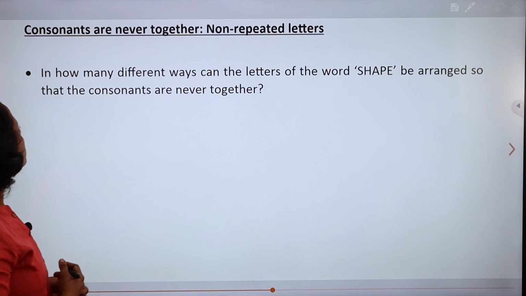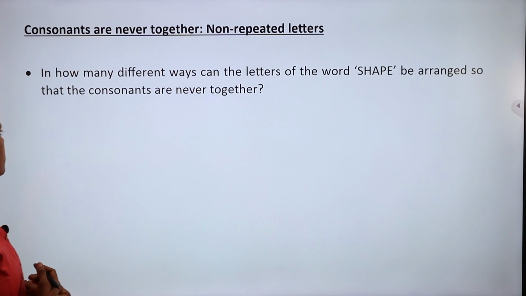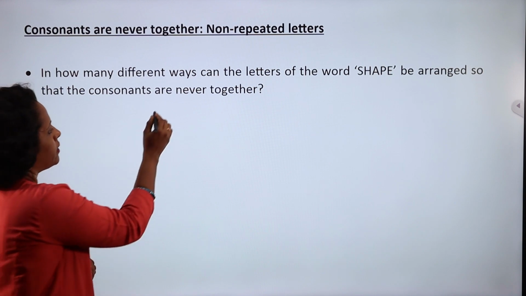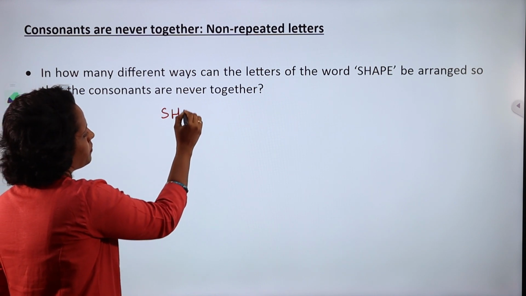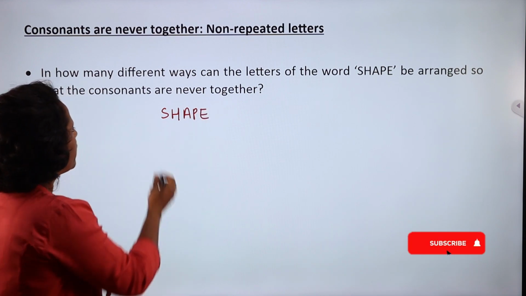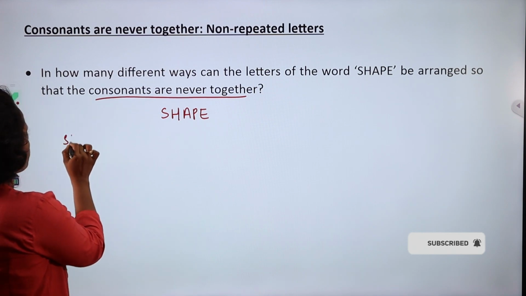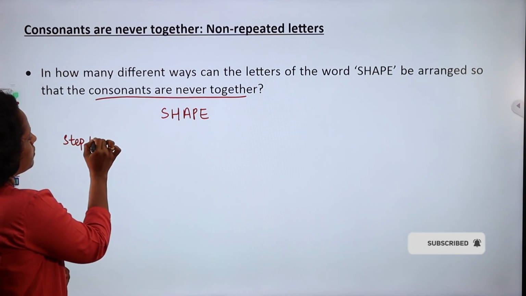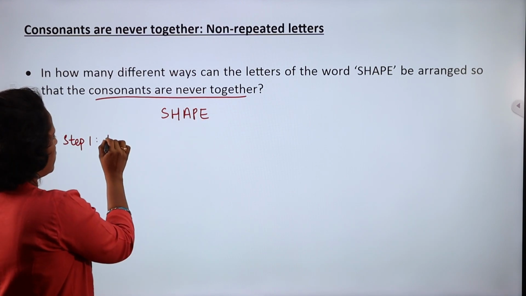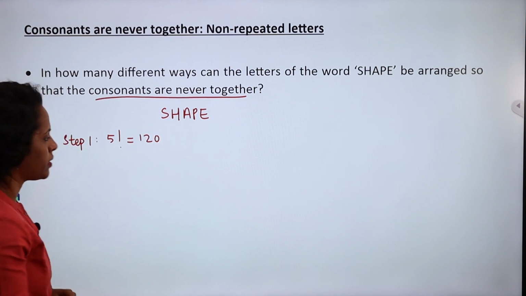The next question: in how many different ways can the letters of the word SHAPE be arranged so that the consonants are never together? Our word here is shape. This is a 5-letter word and consonants are never together, right? So step 1, total number of words that can be formed using these 5 letters will be 5 factorial, which is 120.